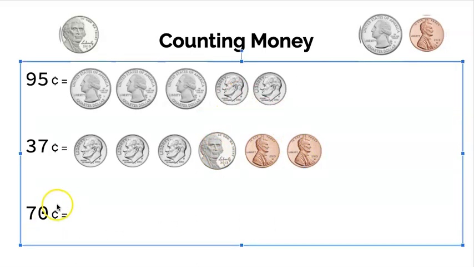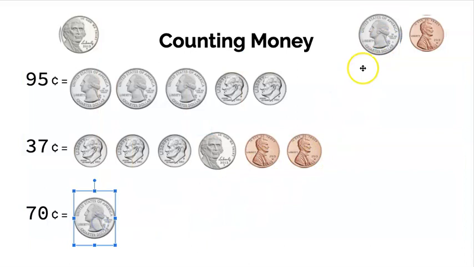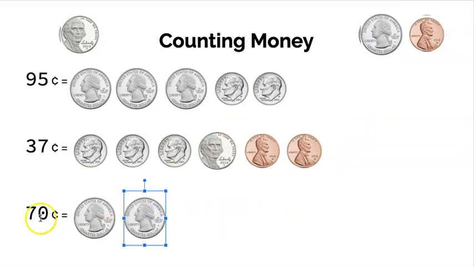All right, we're getting to 70. Since this is bigger, we're going to use our quarters again. So take our quarters. Got 25, 50. We can't use another quarter because that would give us 75. That would be too much. We only need 70. So we got 25, 50.